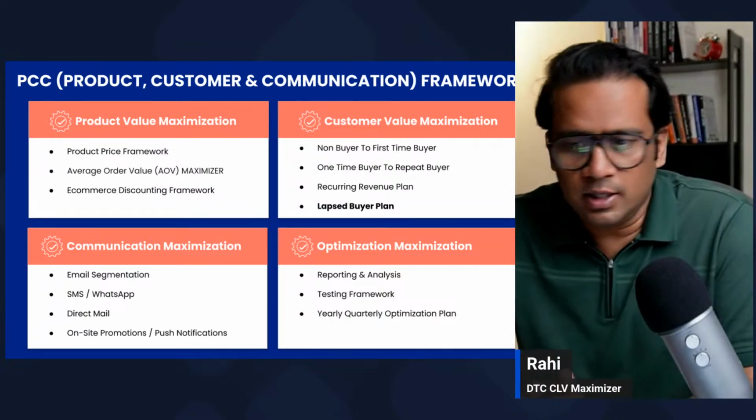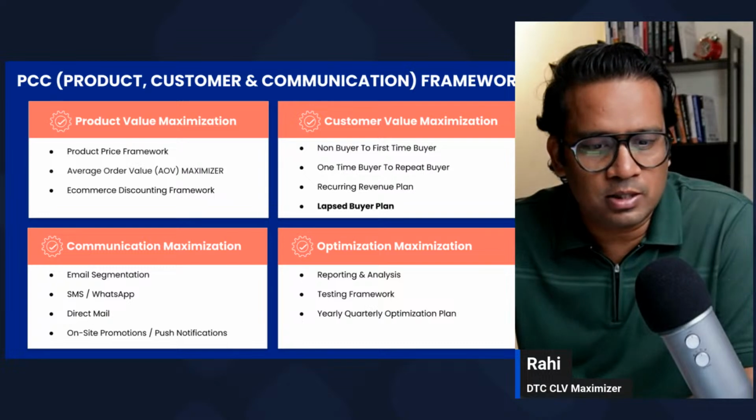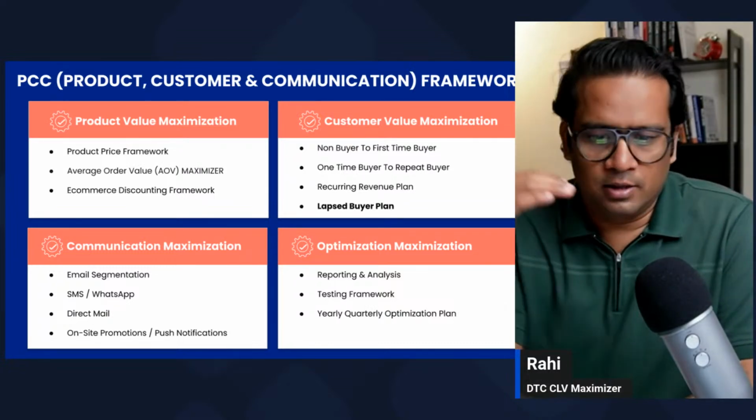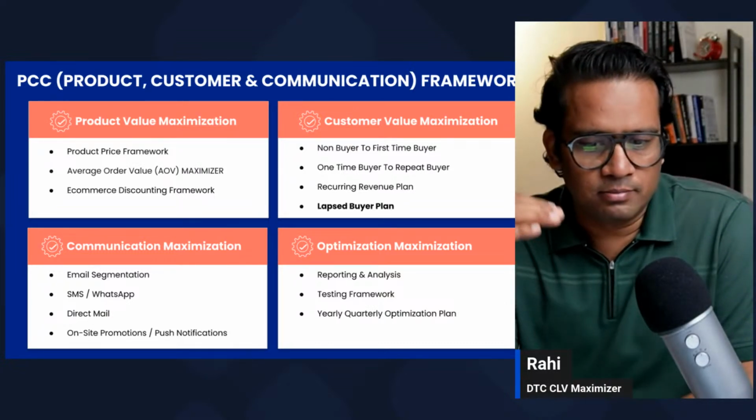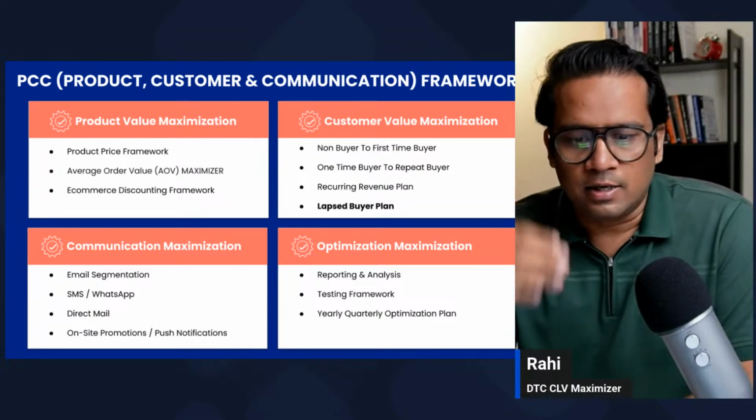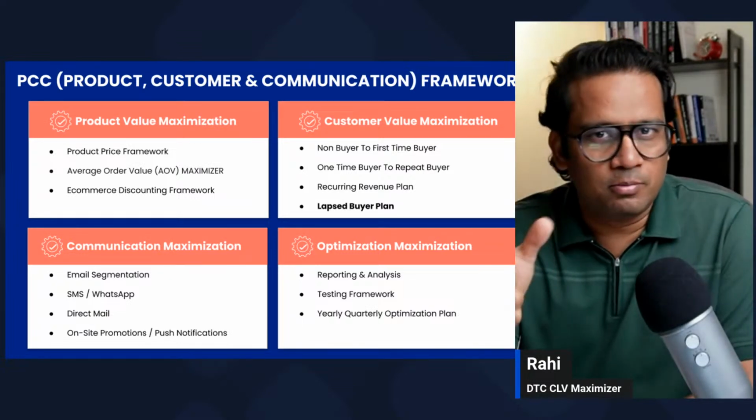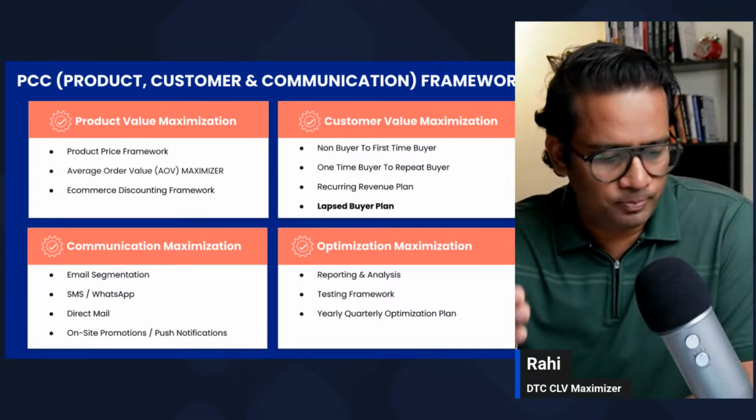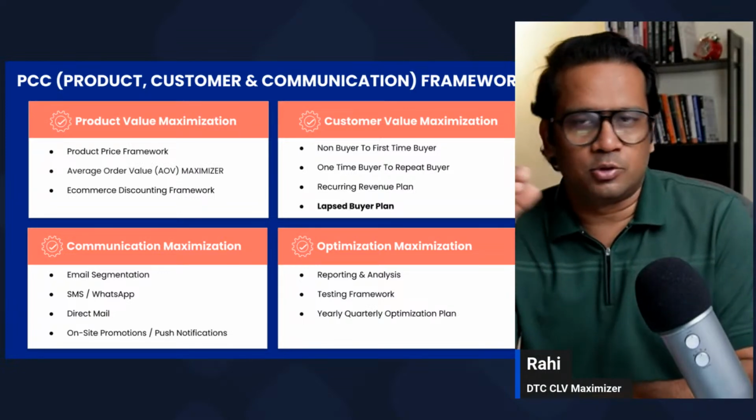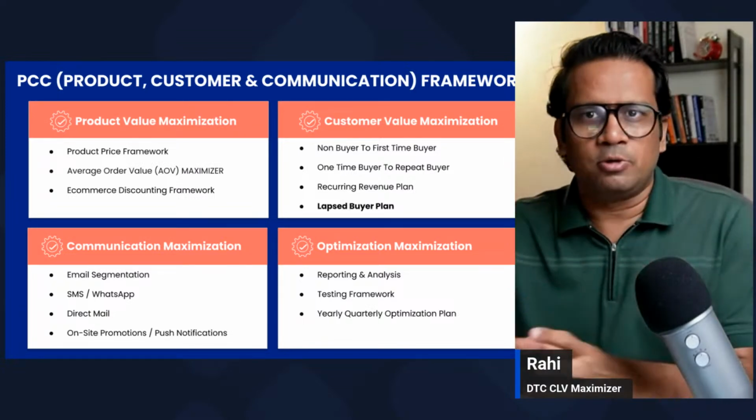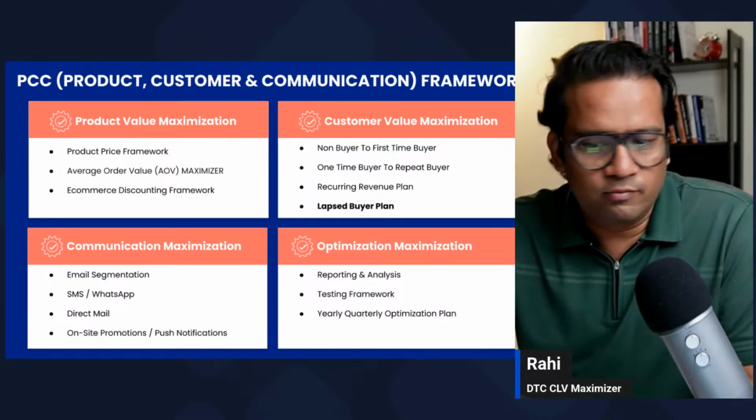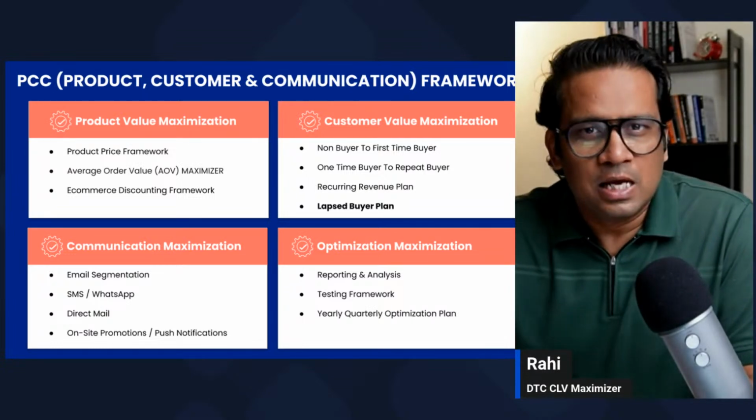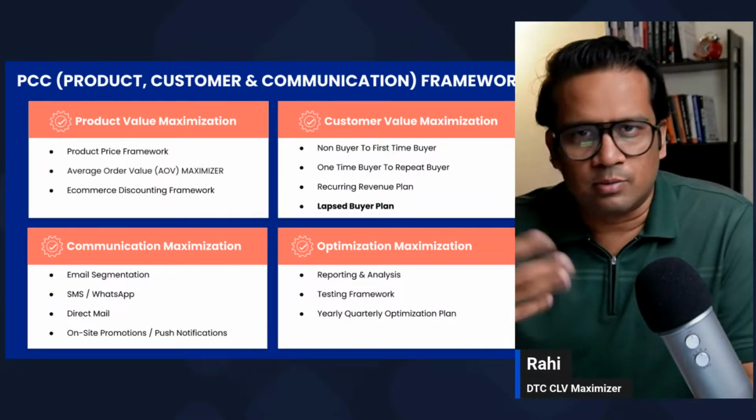Once that is sorted, we move to customer value maximization, which talks about the journey we discussed: non-buyer, one-time buyer, recurring, and lapsed buyer. So these are four buckets. Then we have communication maximization, like email, where you centralize the strategy and then communicate across the channels. And the last leg is optimization, which covers all the testing, reporting, and everything else.